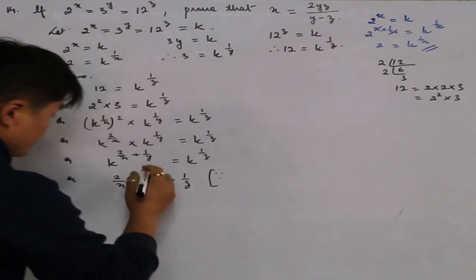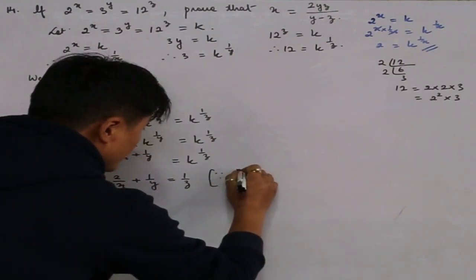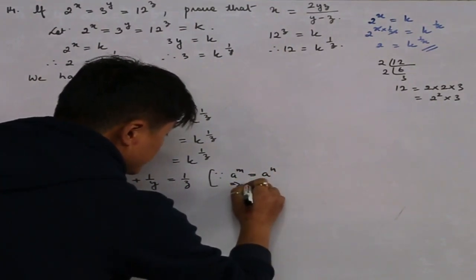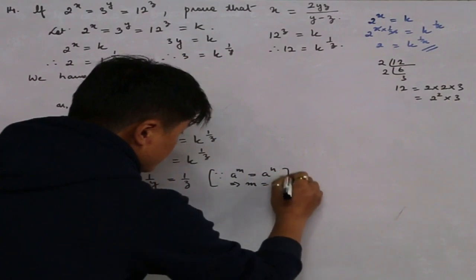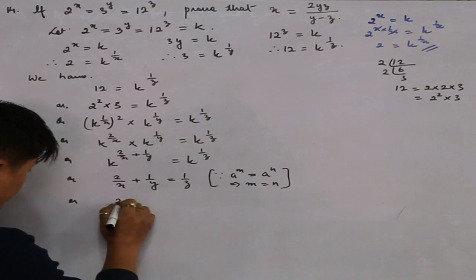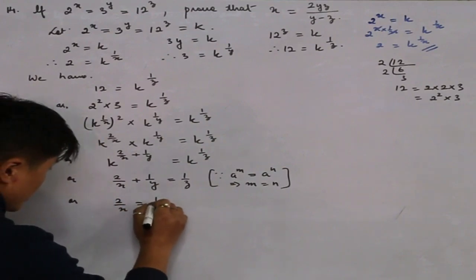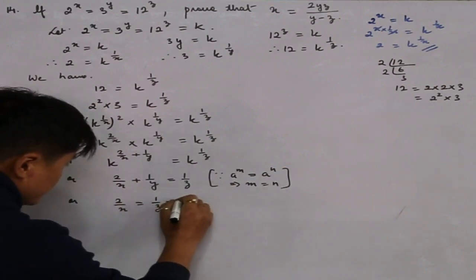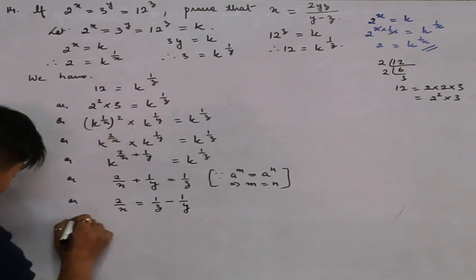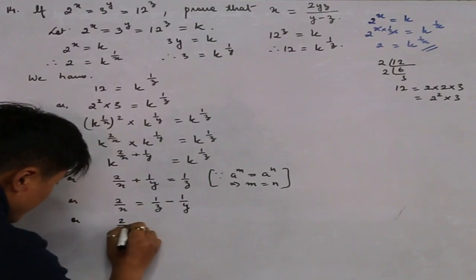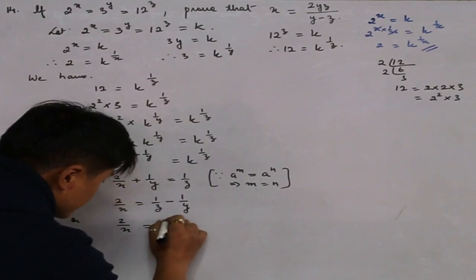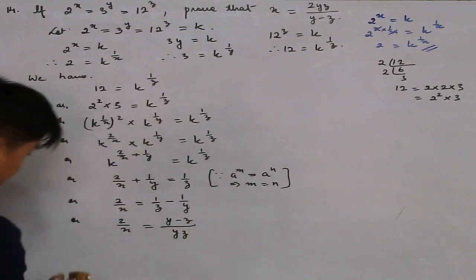Since we can write a to the power m is equal to a to the power n can be written as m is equal to n. Clear? Or we can do here 2 by x is equal to 1 by z, this will go on the side, minus 1 by y. Clear? Or we can write here 2 by x is equal to, if we take the LCM yz, this will become y minus z.